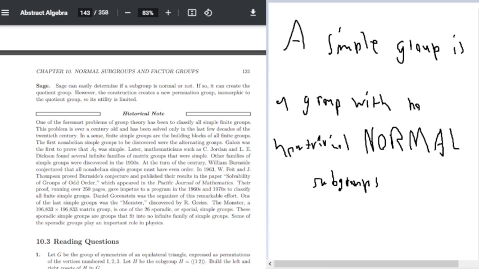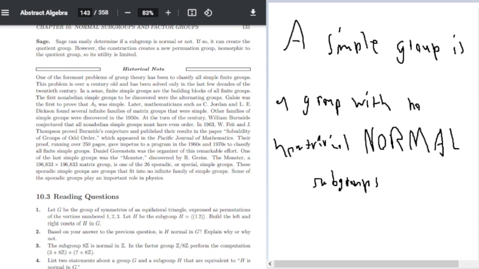Historical note. One of the foremost problems of group theory has been to classify all simple finite groups. This problem is over a century old and has been solved only in the last few decades of the 20th century. In a sense, finite simple groups are the building blocks of all finite groups. The first non-abelian simple groups to be discovered were the alternating groups. Galois was the first to prove that A5 was simple. Later, mathematicians such as C. Jordan and L. E. Dixon found several infinite families of matrix groups that were simple. Other families of simple groups were discovered in the 1950s.